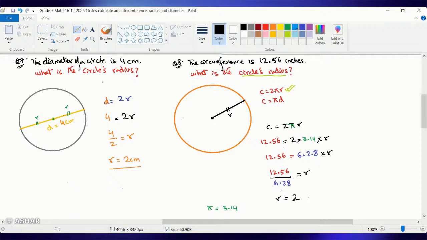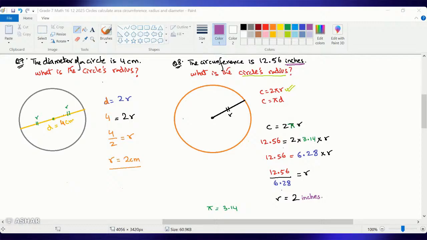And the unit that we were using was inches. So we need to write 2 inches. If the circumference is in inches, then the radius is also in inches, and the diameter would also be in inches. It has to be the same unit throughout the question. Okay, let's try the next question.